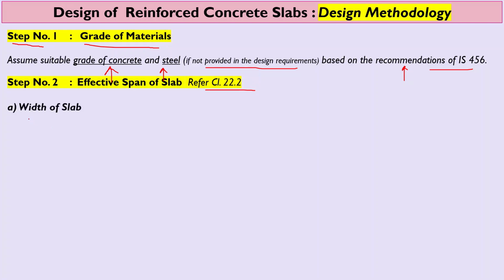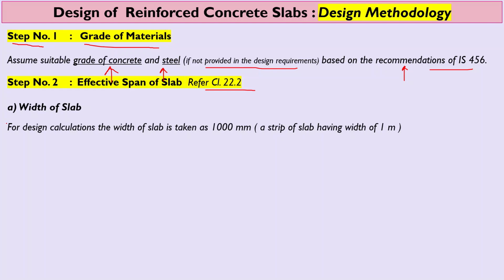So first of all, let us discuss how to assume or how to take the width of the slab. For design calculation, as I have already discussed, the width of the slab is taken as 1000 millimeter. That means 1 meter width will be taken. So when you have to design the slab, you have to take a strip for the design, and that strip of slab has a width of 1 meter.